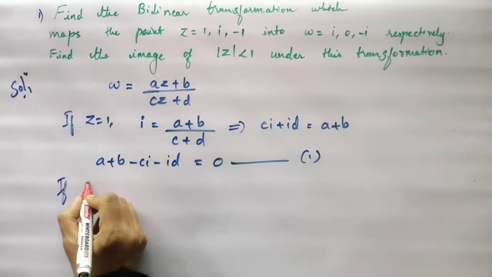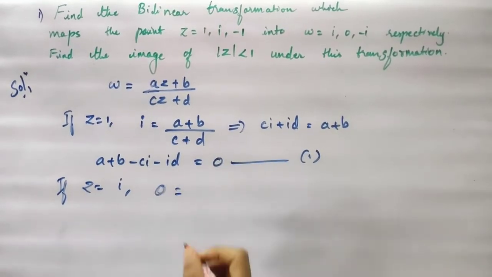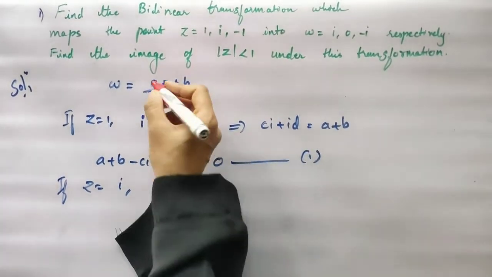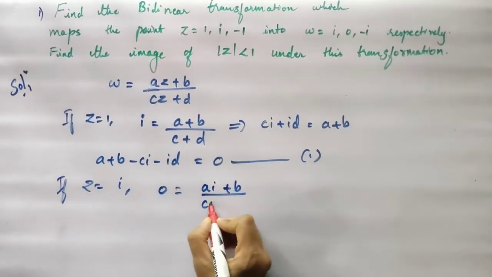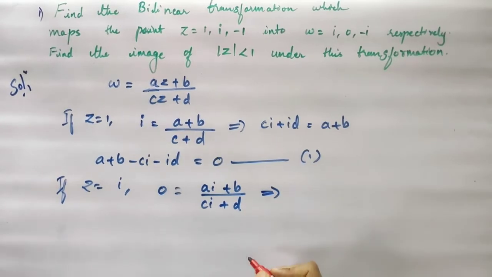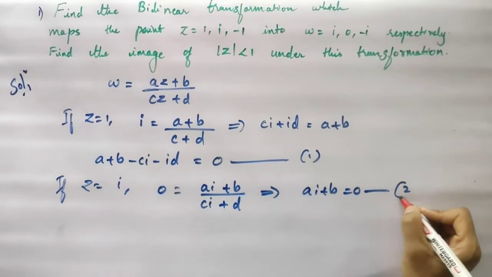Similarly, if z is equal to i, you have w equal to 0. So substitute the value for z: 0 equals (a into i plus b) divided by (c into i plus d). When you further simplify this, you will have ai plus b is equal to 0. Call this equation 2.